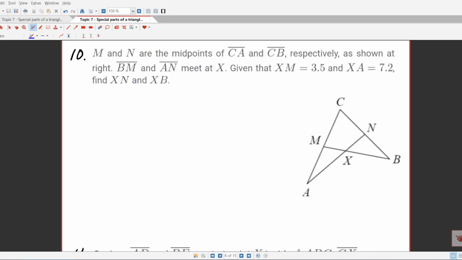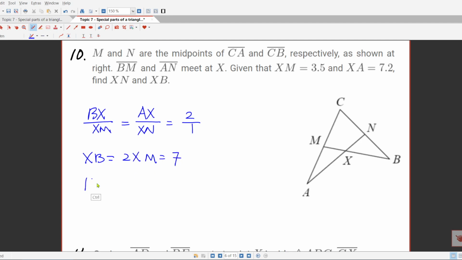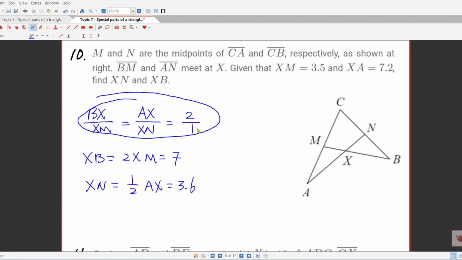Okay, next, question 10 is very straightforward, right? Because BM and AN are medians of triangle ABC, therefore X is the centroid of triangle ABC, and it divides BM and AN such that BX over XM equals AX over XN. This ratio is 1 over 2. And using this given information, we have XB equals 2XM, which gives us 7, and XN is just 1/2 of AX, which is 3.6, right? Also, remember this important property of the medians.